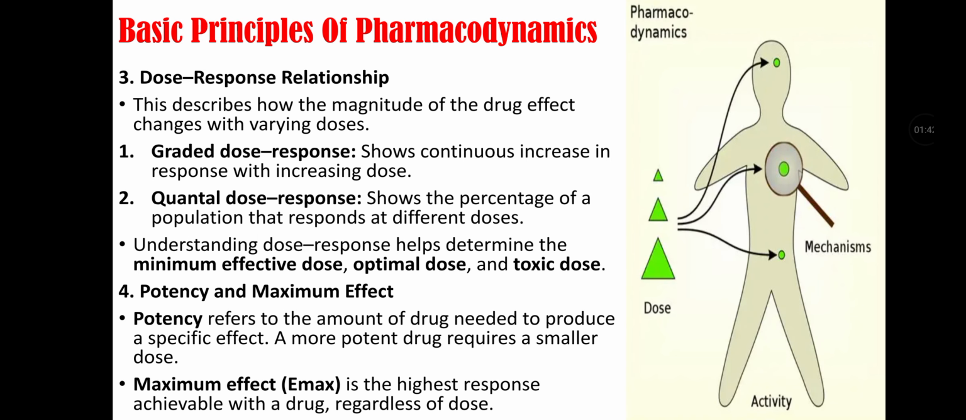Third is dose response relationship. This describes how the magnitude of the drug effect changes with varying dosages. First is graded dose response, and second is quantal dose response. Graded dose response shows a continuous increase in response with increasing dose, while quantal dose response shows the percentage of the population that responds at different doses. Understanding dose response helps determine the minimum effective dose, optimal dose, and toxic dose.